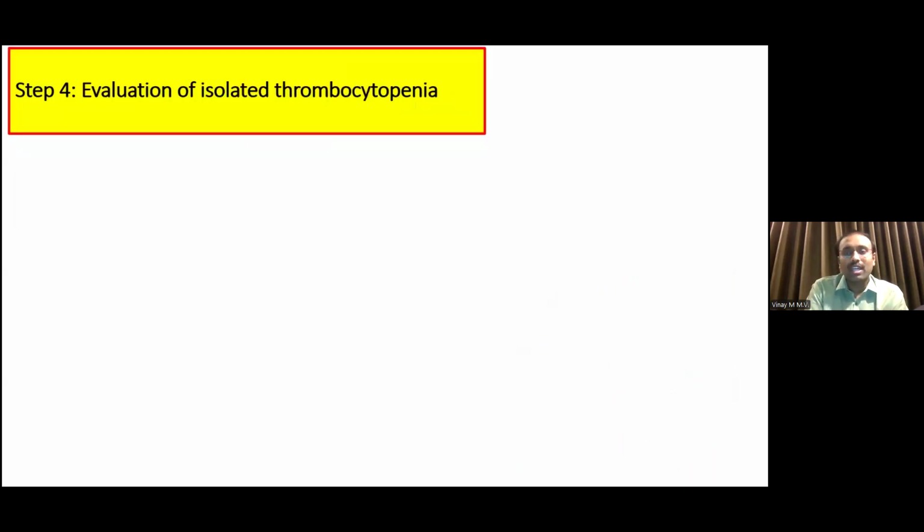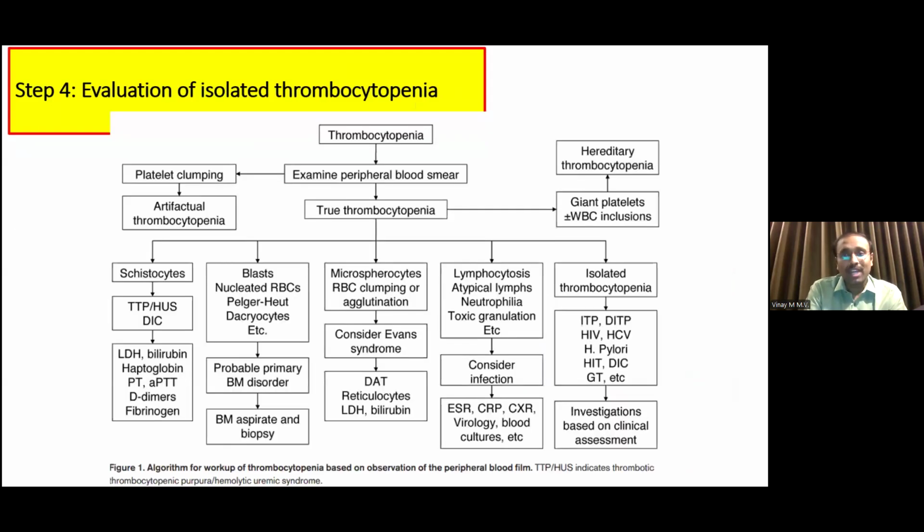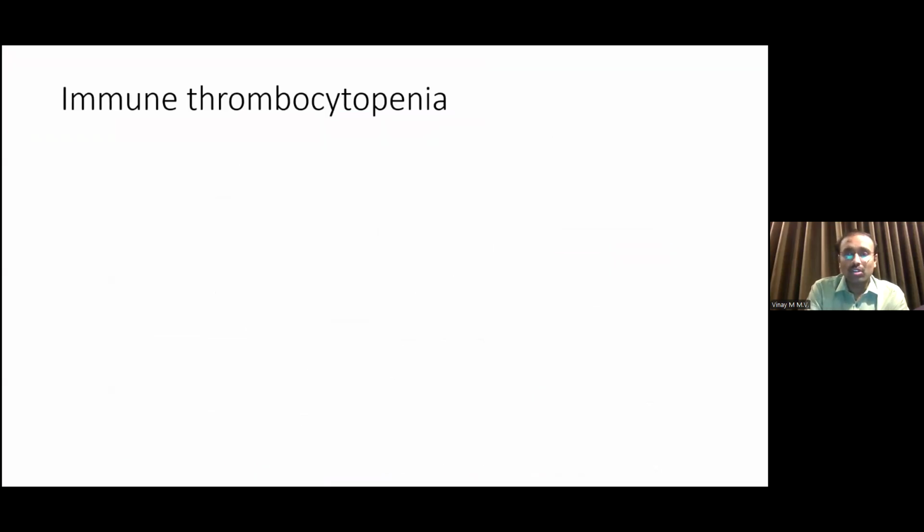Next step will be evaluation of isolated thrombocytopenia. When we do not have a systemic cause, again we follow the same algorithm to look at the isolated causes for thrombocytopenia. We all know that the commonest cause for stable isolated thrombocytopenia is immune thrombocytopenia.